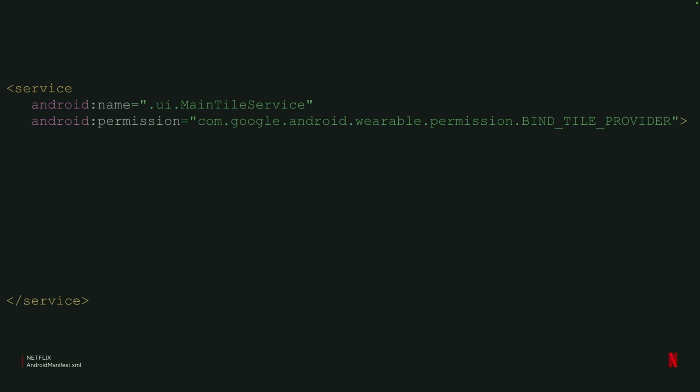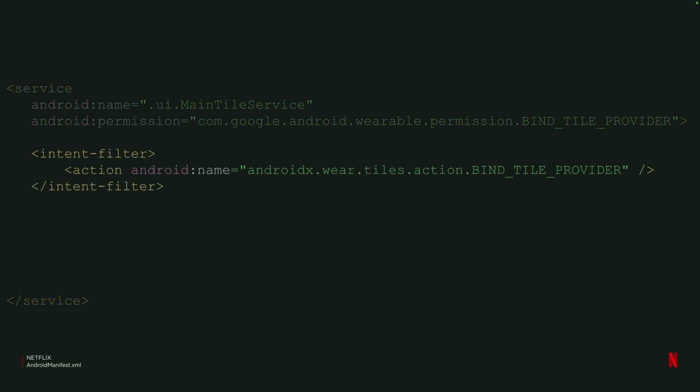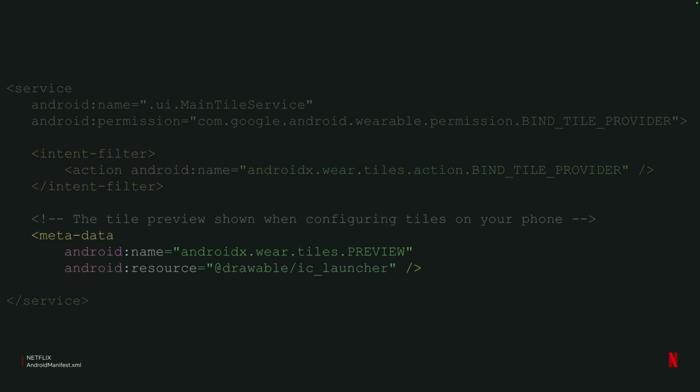And since obviously it's a service, we still have to add this service to our Android manifest with the permission BIND_TILE_PROVIDER. And we also have to include an intent filter with the action BIND_TILE_PROVIDER as well. And of course, some metadata also. In this case, this is just for the preview. This is what users will see on their phone if they're trying to customize their Wear OS device. So in my case, I'm just showing the launcher icon for the app, which I think is just a generic one.